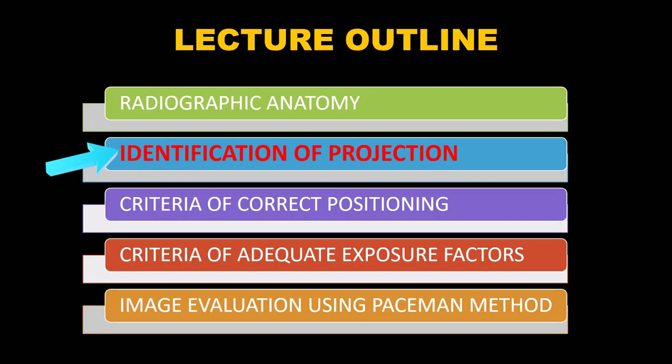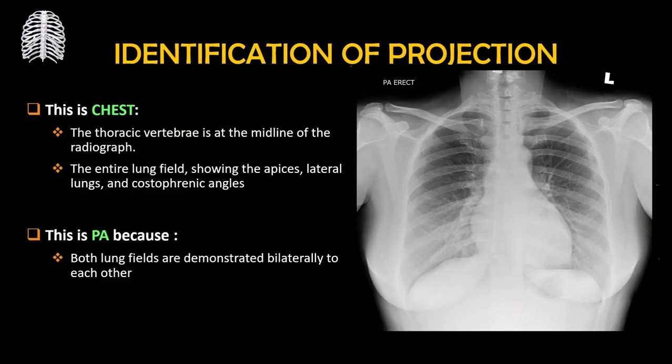Next, let's continue with the identification of projection. Before we start evaluating the images, we need to first and foremost identify the projection of the image. This is important because the other criteria of image evaluation, such as positioning or collimation, will depend on the said projection.